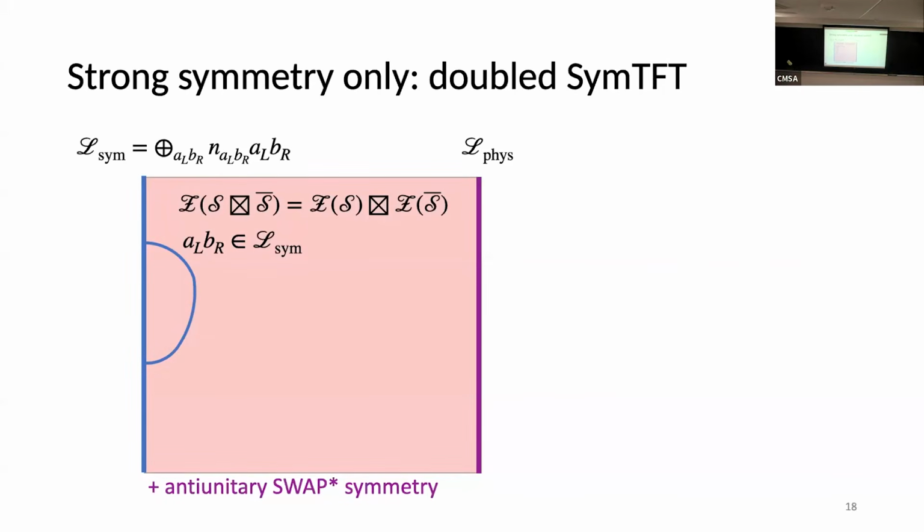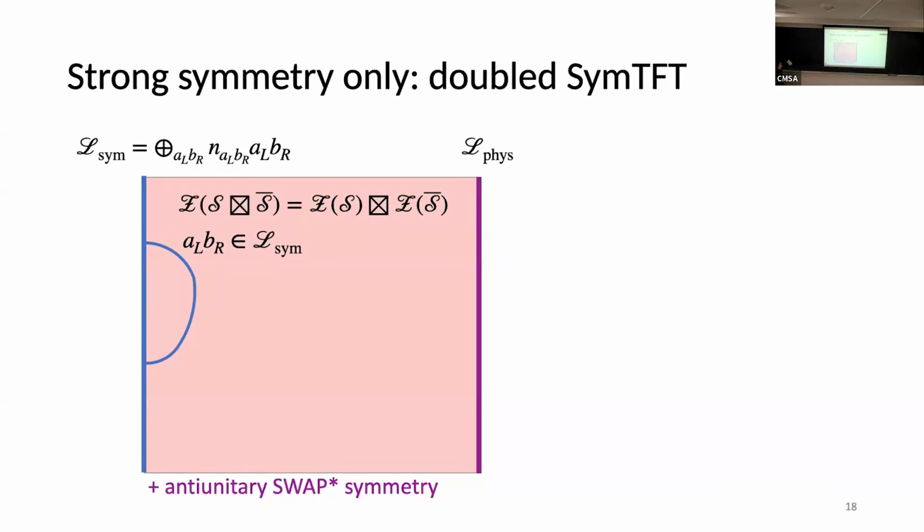In this case, we have a doubled symmetry in the doubled Hilbert space. So we have an S cross S bar symmetry. So the natural thing to try to do is to construct a symmetry TFT, a SymTFT, for S cross S bar. And so now we have two layers, left and right, and we still have a symmetry boundary, which just gives you this S cross S bar symmetry on the left-hand side.